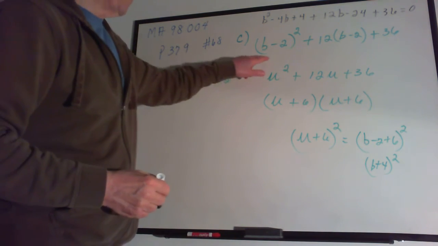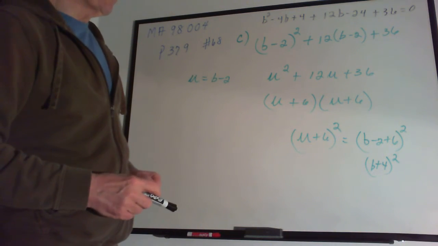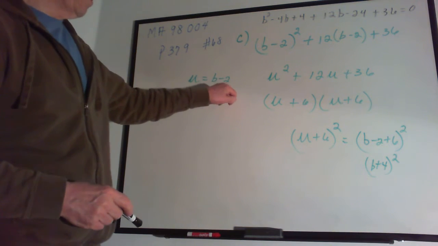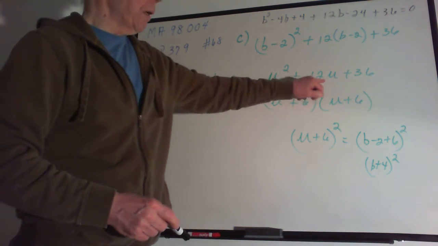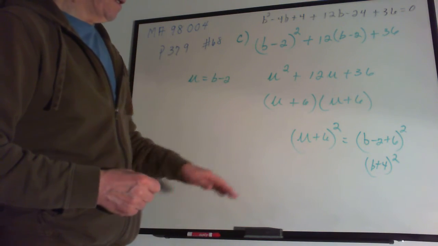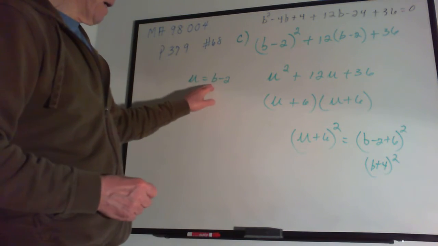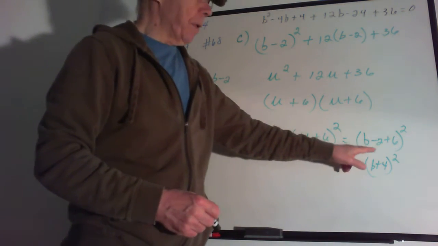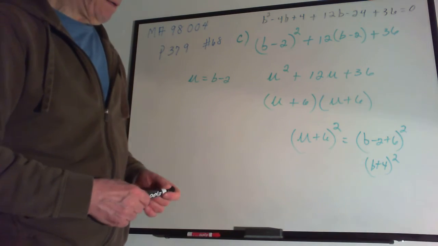All right, so b minus 2 squared plus 12 times b minus 2 plus 36. I'm going to say that u is equal to b minus 2, which means that b minus 2 squared is u squared plus 12u plus 36. Factor it, end up with this. Plug back in the b minus 2 for u. So I get b minus 2 plus 6 equals b plus 4 squared.